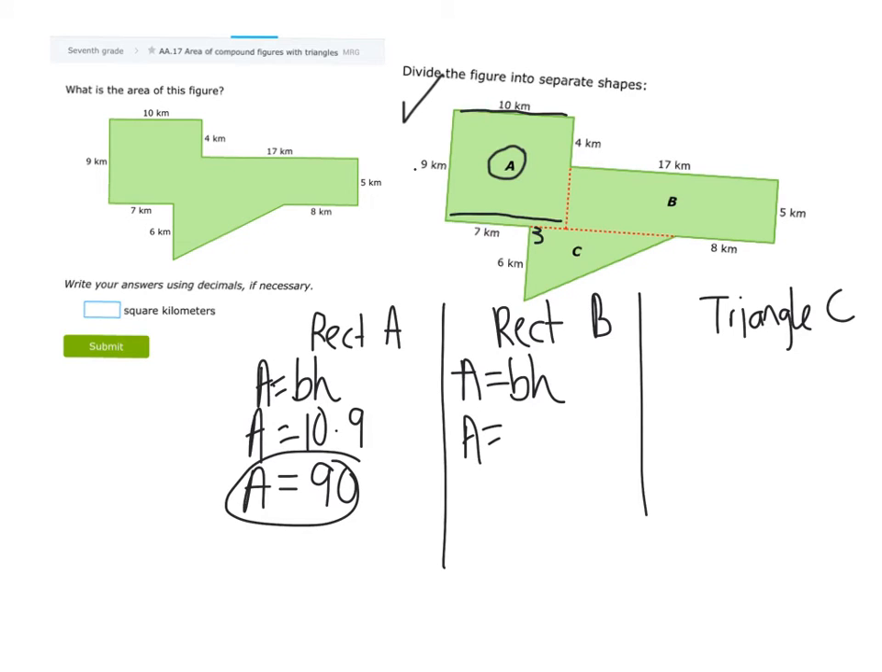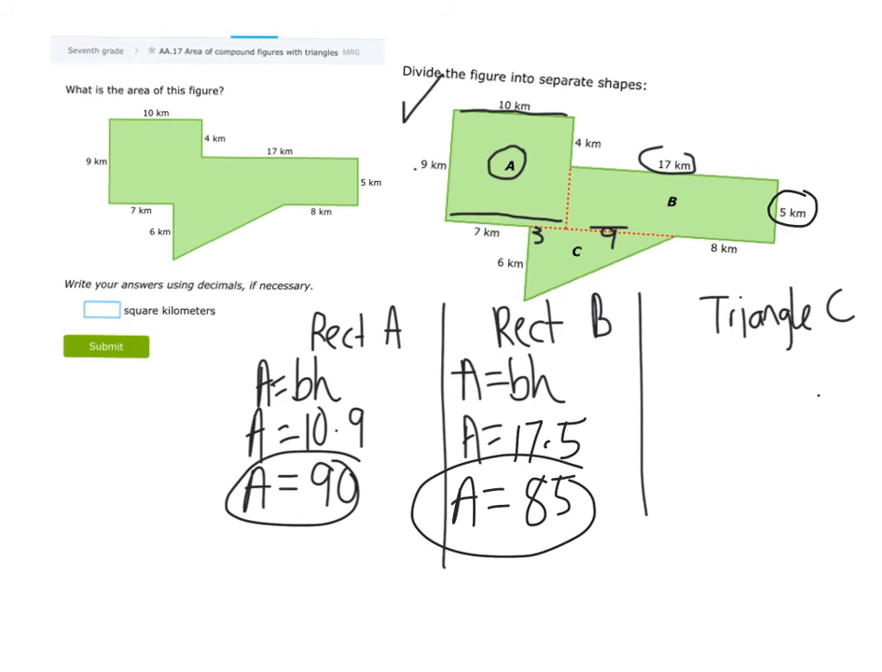Now moving on to rectangle B. If this right here is 17, I know this would also equal 17, which means there's just a missing piece right here. So what I could do is 17 minus 8, and I would get 9. We will need that later for the triangle. But for the rectangle, my base is 17 and my height is 5. So 17 times 5, and that is 85. Moving on to the triangle.